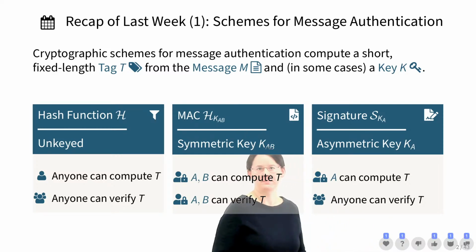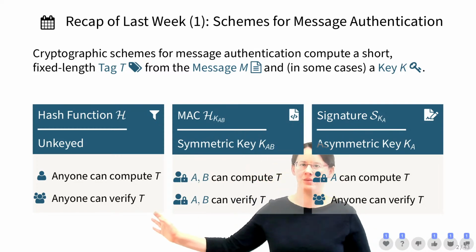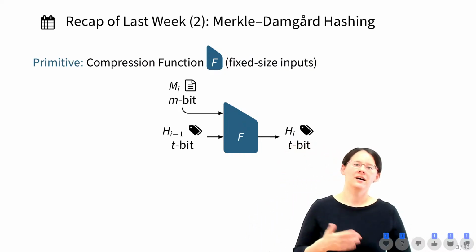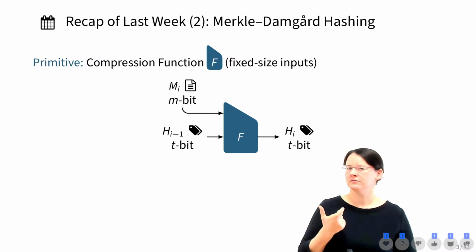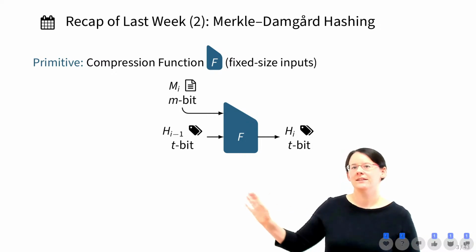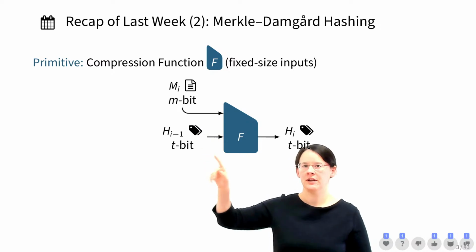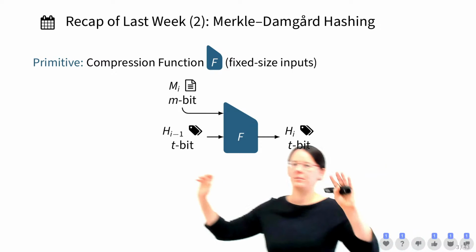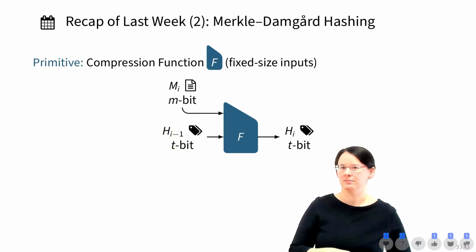So now let's have a recap of how these things were built, in particular the hash functions that we saw. We saw that to achieve this for arbitrary length data, we still need one fixed size building block that we can work with, that we can implement. And this is the so-called compression function, which takes a fixed size input and produces a smaller but also fixed size output. Smaller because the input is T plus M bits and the output is just T bits.